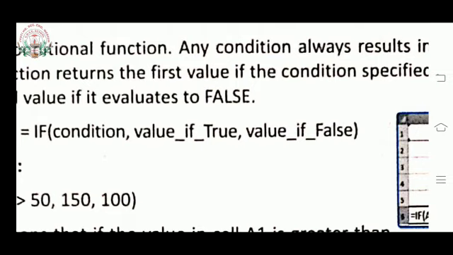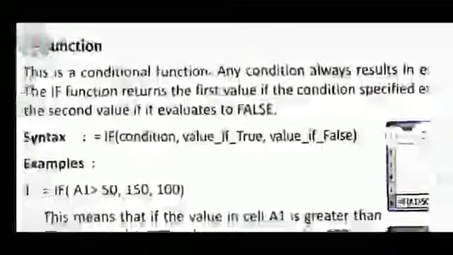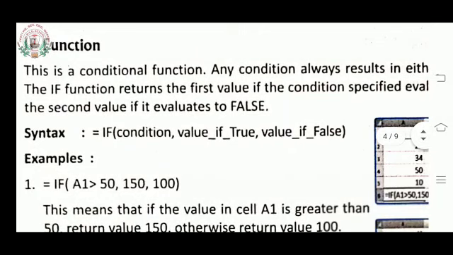And since you have started the bracket, it has to be closed also. So this is the syntax of how you write it: equal, then if in capital letters, then the small bracket starts, then you write the condition, then a comma, and then the value to print if the condition is true, then again a comma, then the value to print if the condition is false, and then close the bracket.